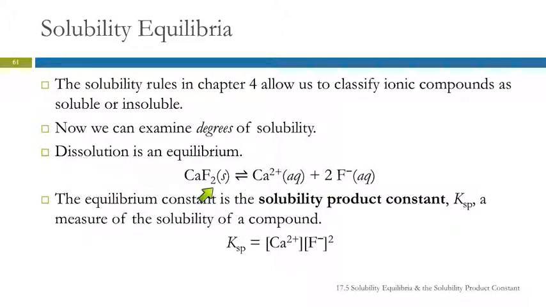Normally we would divide by the reactant concentration, but it's a solid. We don't include solids and liquids in our equilibrium expressions. So the equilibrium expression is shown here, and that's given a special name. It's the solubility product constant, KSP, for that ionic compound.